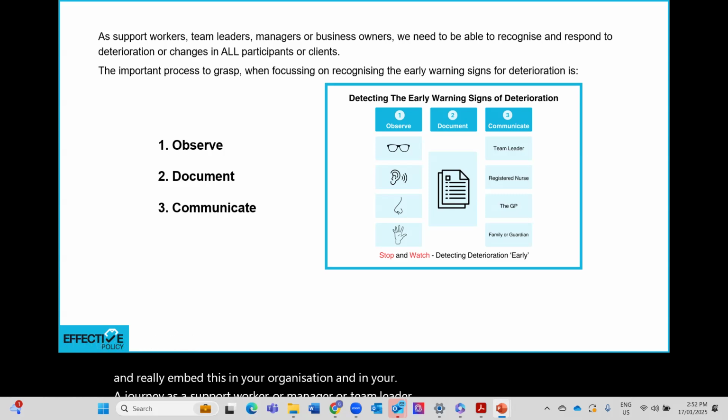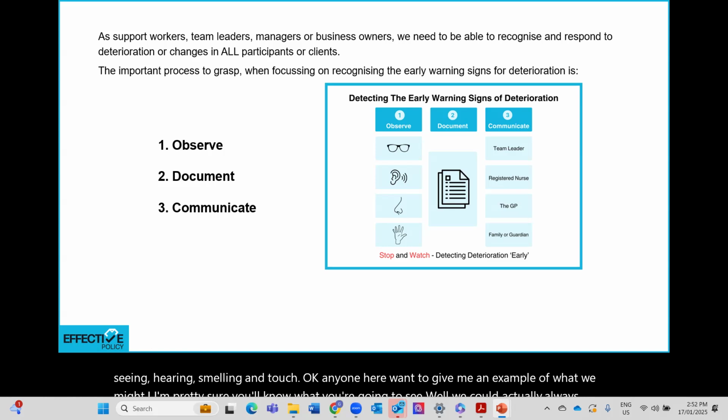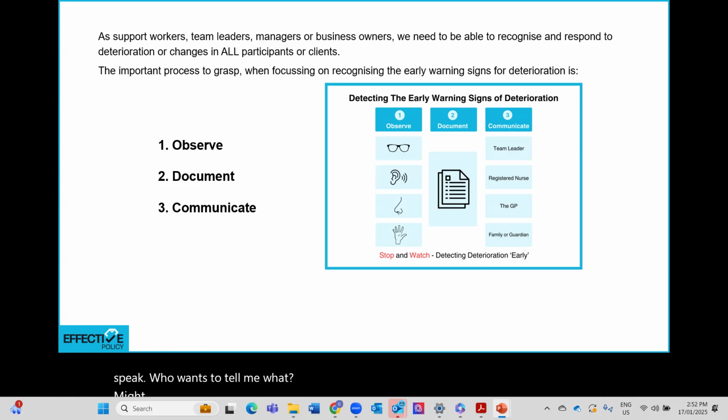So observing we can do through seeing, hearing, smelling, and touch. Okay. Anyone here want to give me an example of what we might see? Well, if you want to take your microphones off, or first of all, put your microphones on so you can speak. Who wants to tell me what you might smell? What's an observation that you might smell?